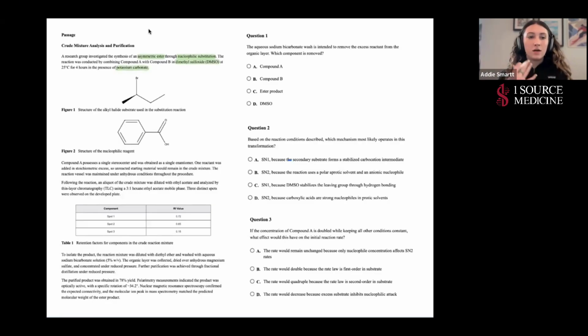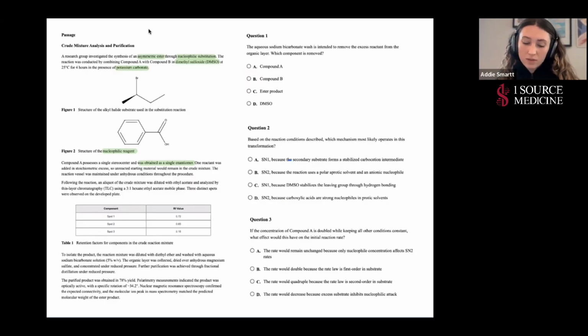But of course, we have figure 1 and figure 2, which show us compound A and compound B. One thing I noticed particularly in figure 2 is that they tell us that this is the nucleophilic reagent. So we know that this is the nucleophile, which is going to tell us a little bit more information maybe about how that substitution reaction occurs. Compound A possesses a single stereocenter and was obtained as a single enantiomer. So given the fact that it's obtained as a single enantiomer, that tells us that this reaction is stereospecific and doesn't come out as a racemic mixture.